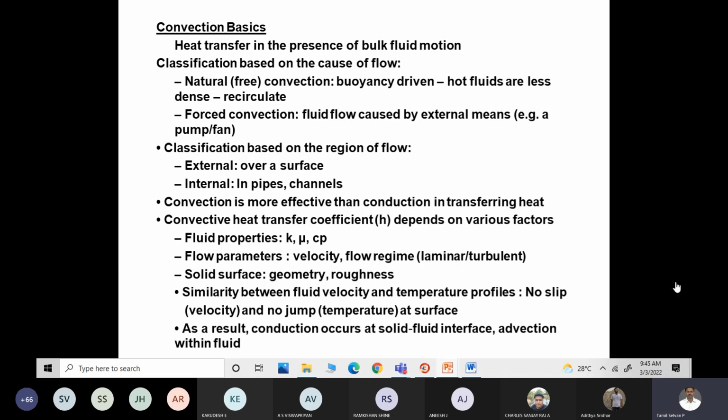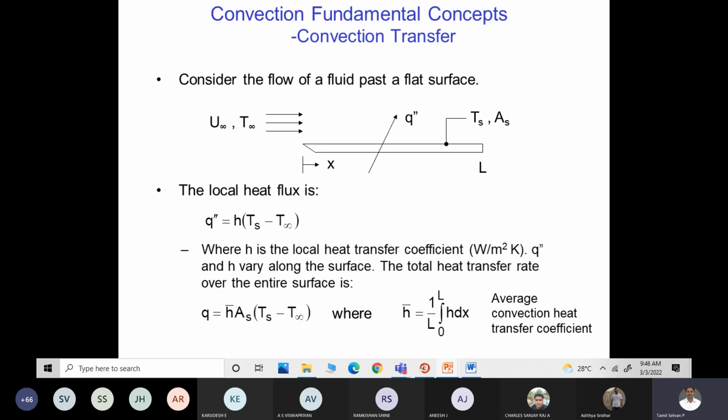And we will also be discussing the similarity between fluid velocity and temperature profile. And what is the no slip condition and what is meant by the no jump condition, and how conduction and advection take place, and why it is called convection, in the next classes. Okay, in the next class we will be discussing that.